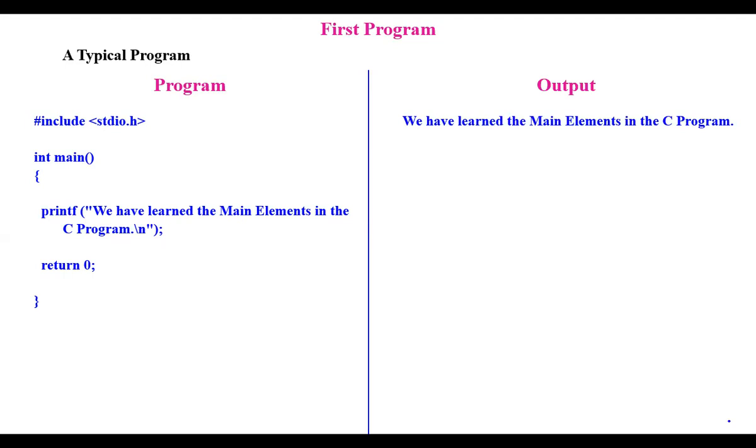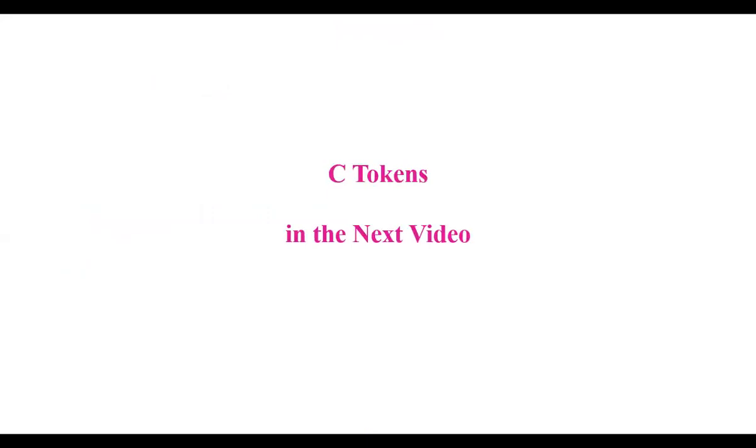So with this, we have finished the basics of C programming. Now you are ready to write any program. Let us go into the details. In the next video, we are going to see the C tokens. So, thank you.